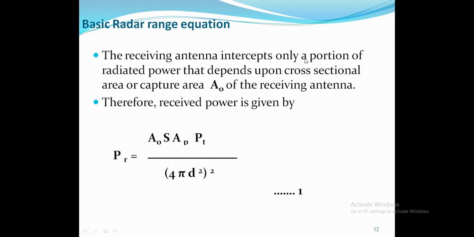Here the receiving antenna will intercept only a portion of the radiated power, which depends upon the cross-sectional area or capture area of the receiving antenna. In the previous transmitted power we considered only AD, that is the cross-sectional area of the antenna. So here we have to consider A0 also. This is the cross-sectional area or capture area of the receiving antenna. Therefore the received power is given by PR is equal to A0 into S AD PT by 4 pi d square, whole square.